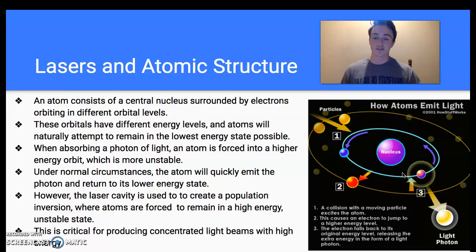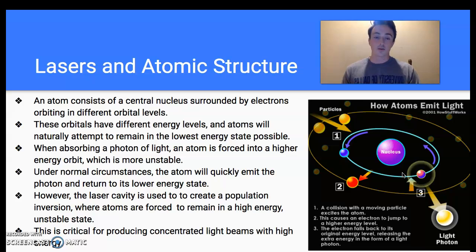So the atom consists of a central nucleus with electrons orbiting in different orbital levels. The orbitals will have different energy levels, and naturally atoms try to remain in their lowest energy state possible. But when they absorb a photon of light, the atom is forced into a higher energy orbit, which is more unstable for the atom. So under normal circumstances, the atom quickly emits this photon and returns to the lower energy state.